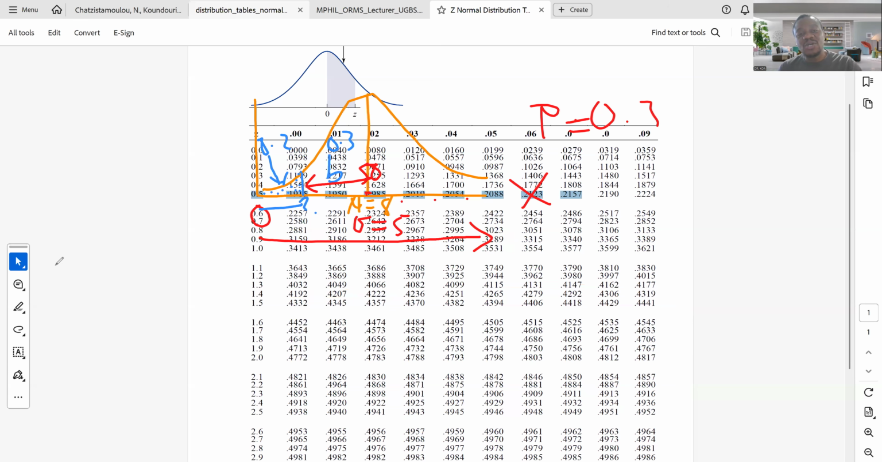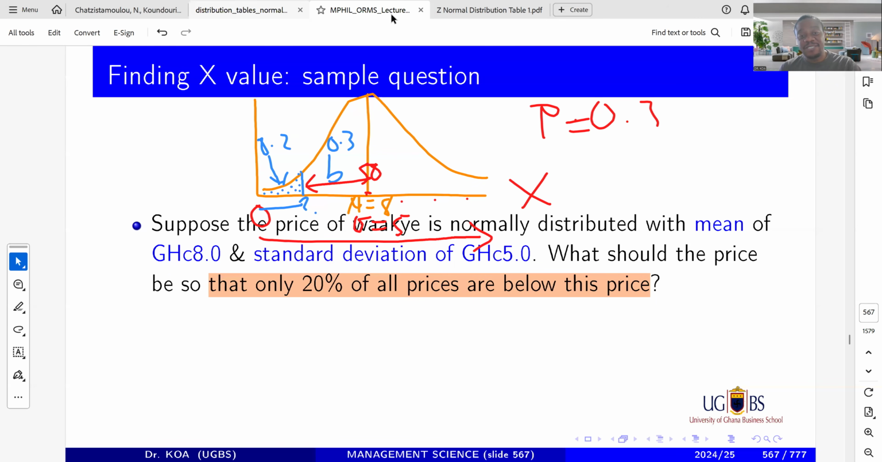For some reason, you have to add a negative to the 0.80. Why? The reason is because we will notice that the x we are looking for is to the left of the mean. The mean is 8, and the value we are looking for is to the left of the mean. So whatever z value you get, once we are working in the area to the left of the mean, it is negative. So z is actually negative 0.84.